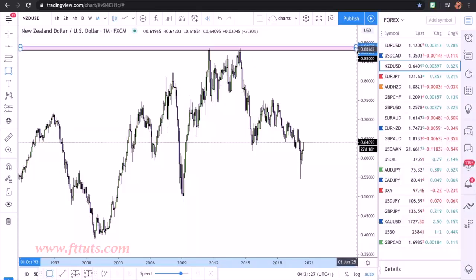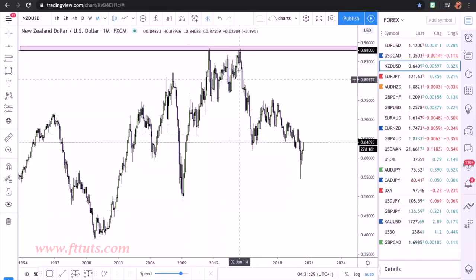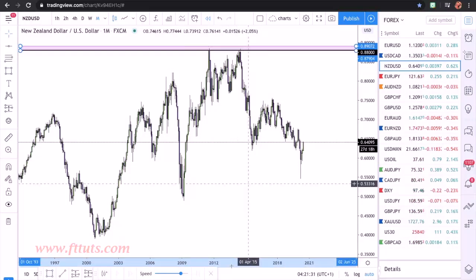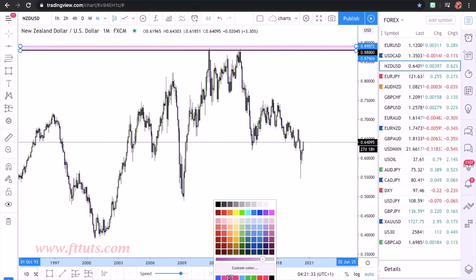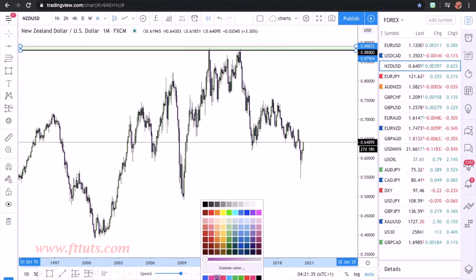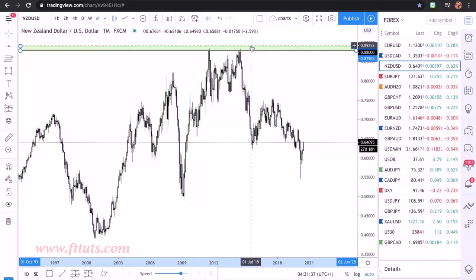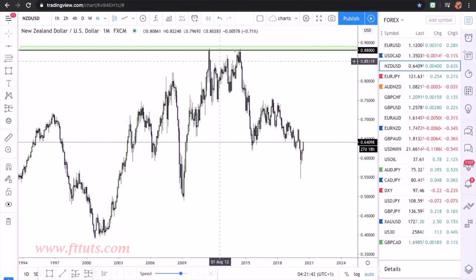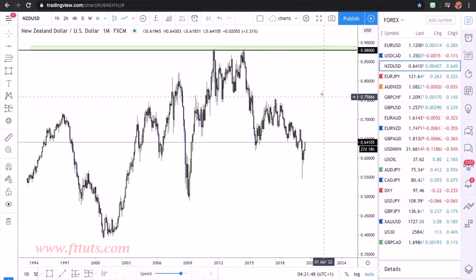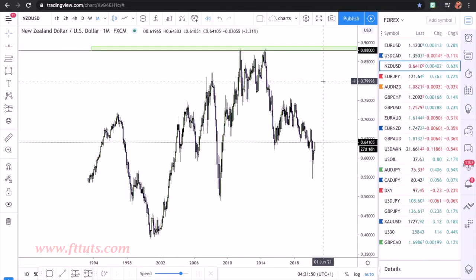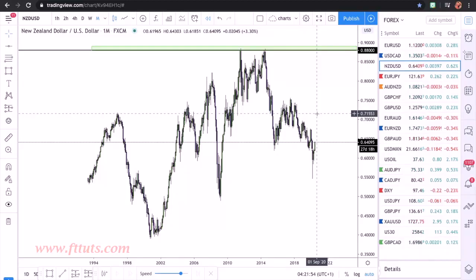So we can just highlight this, and obviously it's going to be green since it's above price. So anything above price, use a different color for resistance. Anything below price, use a different color for support. So we have one key level. Make sure you're writing this down. We have one key level at 0.88000.